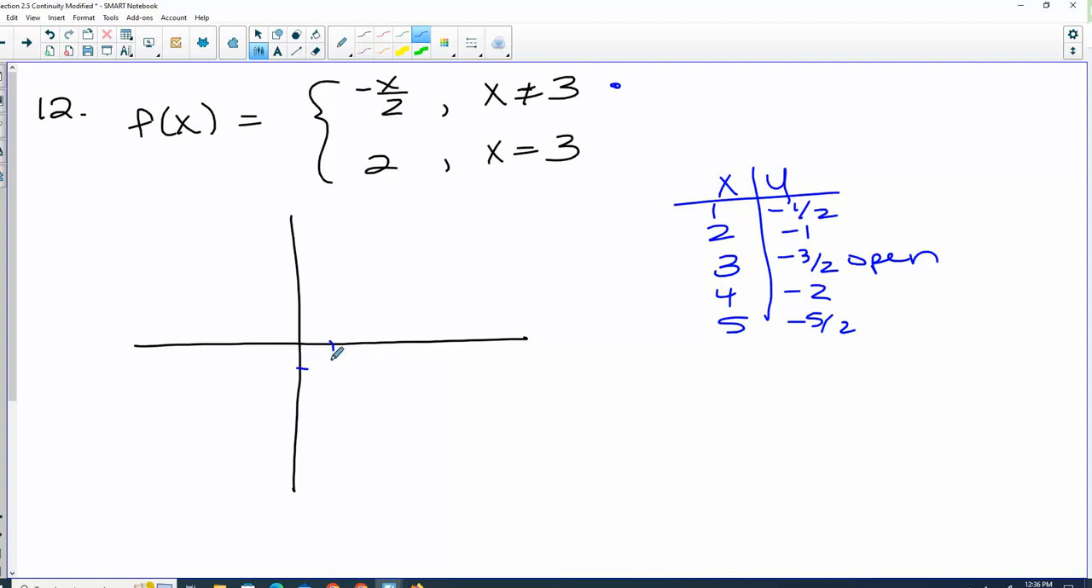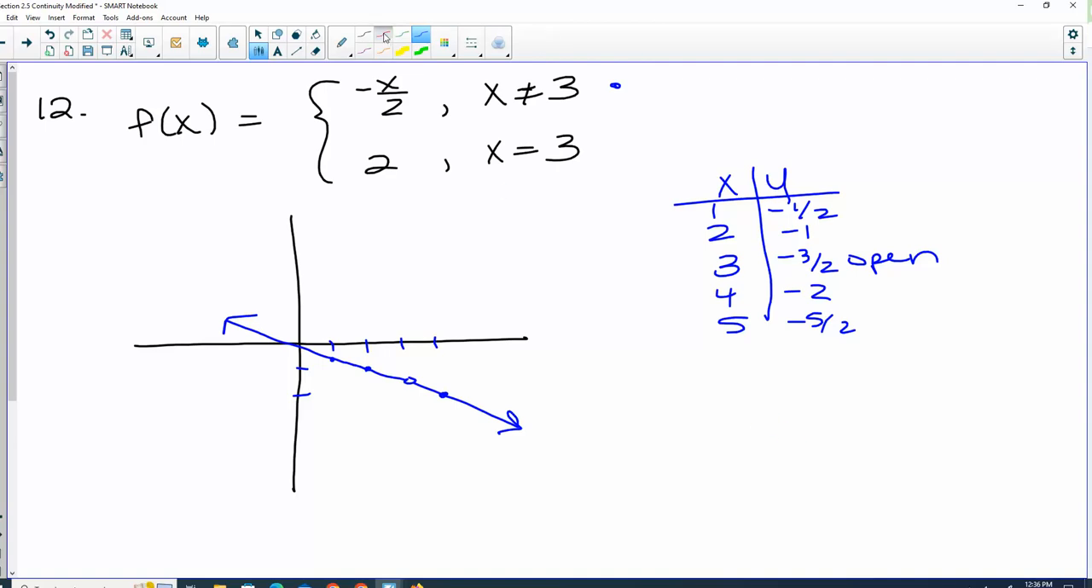1, negative 1 half. 2, negative 1. 3, negative 3 halves is open. 4, negative 2. So we have a line with a hole in the middle, which I told you is what happens when you have a piecewise with an equal and a not equal.